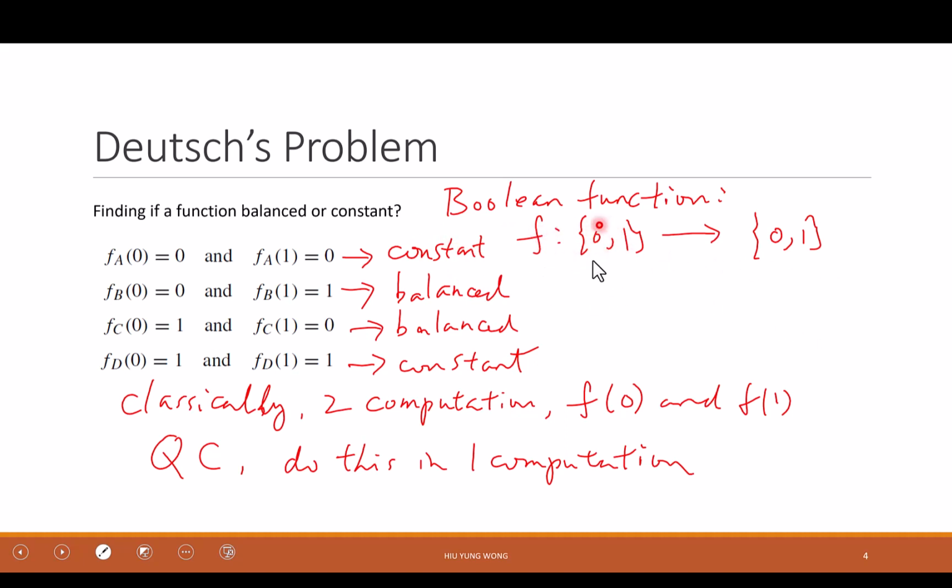The input is only 0 or 1, okay? And the output is also 0 or 1. Although the input is so simple and the output is so simple, it can be very difficult to compute. You can imagine that it can need 1 billion transistors to compute a certain Boolean function. I hope you agree that we can have such a question.